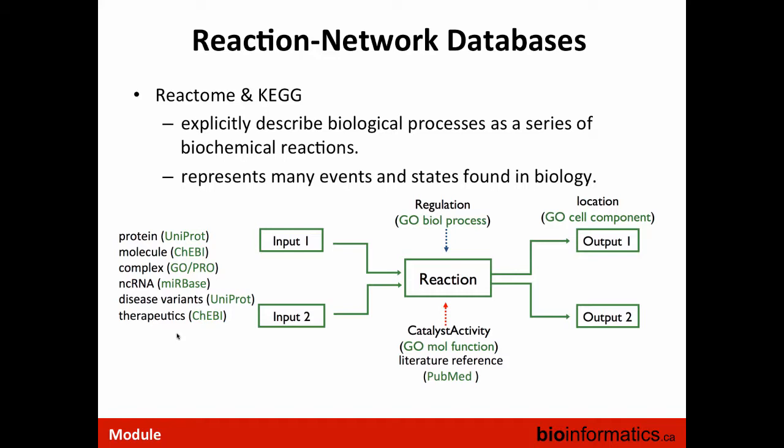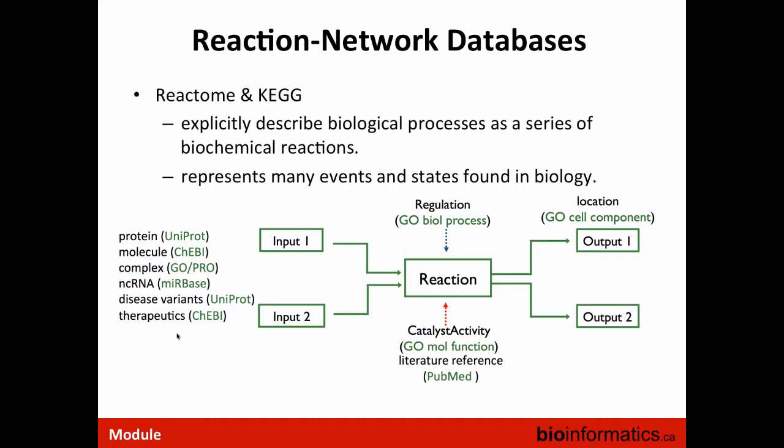What's important about these databases is that they should be explicitly describing the molecules in the reaction. In the case of Reactome and KEGG, they could be using resources like UniProt to describe proteins, and ChEBI for small molecules. They'll include non-coding RNAs that may have disease variants, and other therapeutics as well. In terms of describing elements of the reaction, I think Juri introduced you to Gene Ontology the other day, so you can use GO biological process to describe regulations or molecular function to describe the catalytic activity. And these reactions can occur in particular cellular compartments, so we can use the cellular component term there as well.